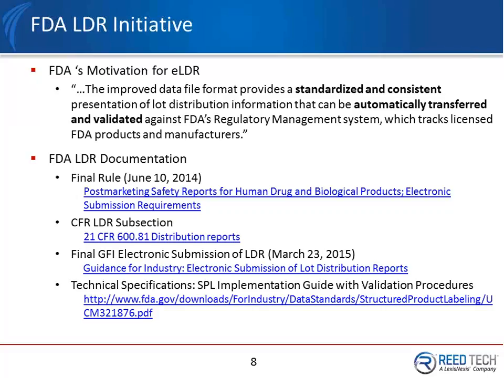Next, we have the Code of Federal Regulations for the LDR subsection. This essentially covers the information requirements for distribution reports. So that's general requirements, not getting into specifically the electronic requirements. The next document would be the final guidance for industry, which now gets into the detail of electronic submissions of those lot distribution reports. Finally, the document that Reed Tech is always most interested in is the technical specifications, specifically the SPL implementation guide with validation procedures. This document contains all of the instructions for building the SPL files that are submitted to the FDA, covering those labeler code requests, establishment registrations, and product listing and labeling submissions that Ben referred to earlier. This document has all that information and now has been updated to include lot distribution reporting requirements as well.